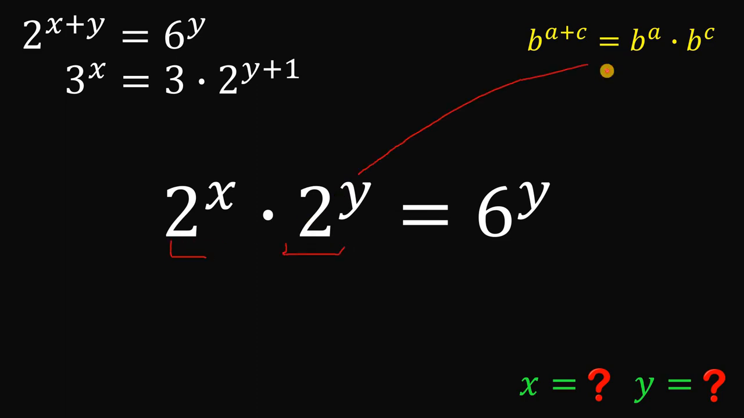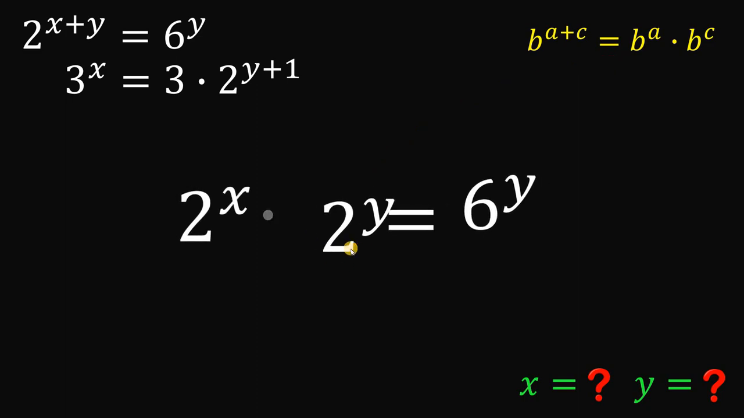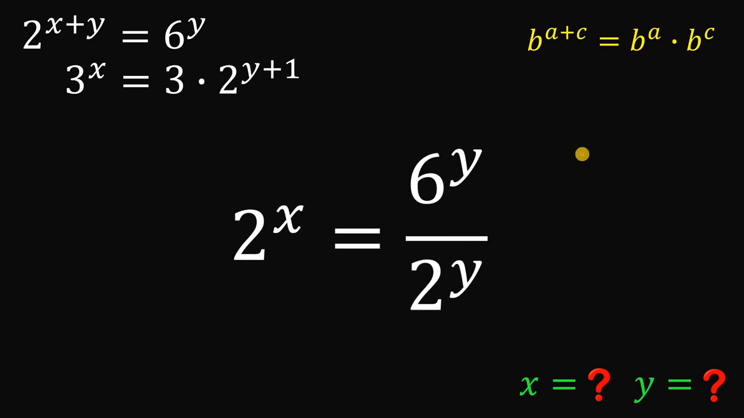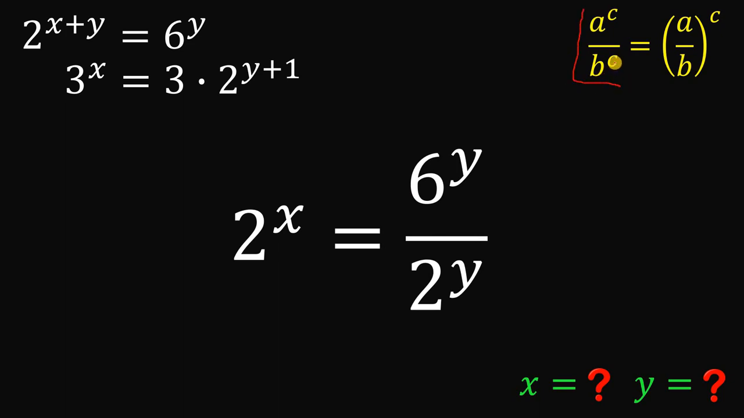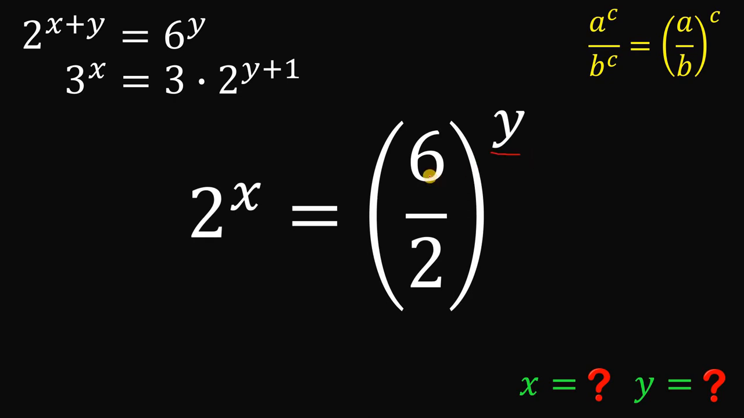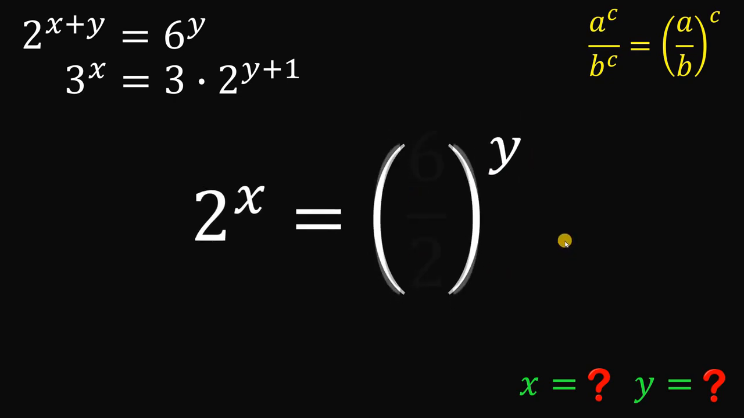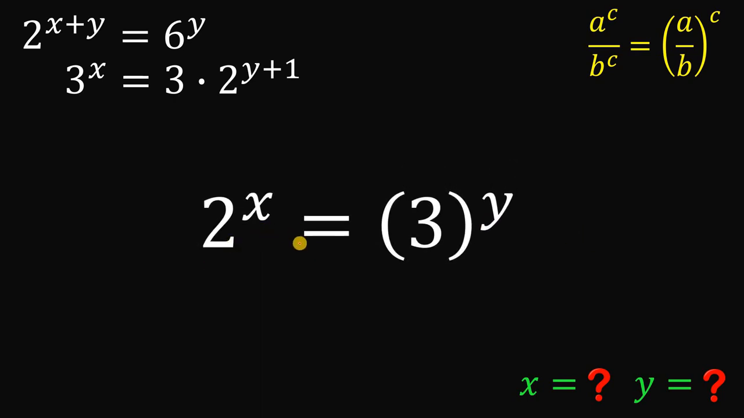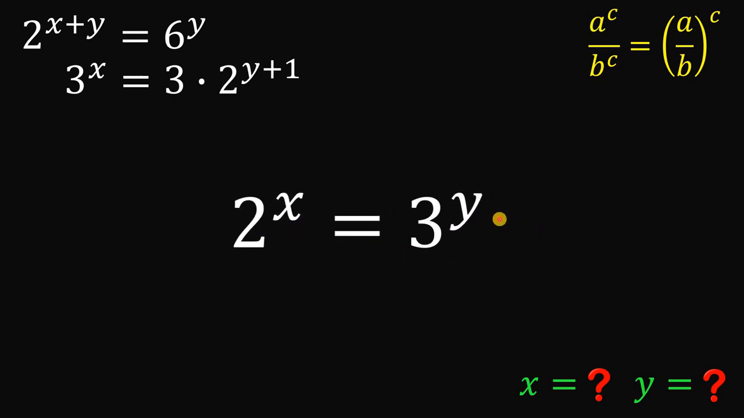So using this identity, what we're going to do is to divide both sides by 2 raised to the power of y. And then, we use again some laws of exponent. Take note, when we have a raised to the power of c over b raised to the power of c, we have the same exponent but different base. It must be equal to a over b raised to the same power, c. Alright, so the right-hand side of our equation can be written as 6 over 2 raised to the power of y. Now, 6 divided by 2 will give us 3. Therefore, we can say 2 raised to x equals 3 raised to the power of y. So, this is still our first equation.